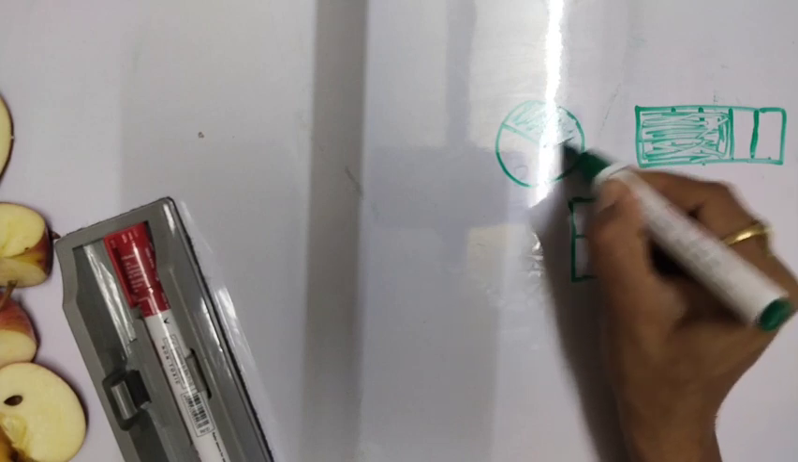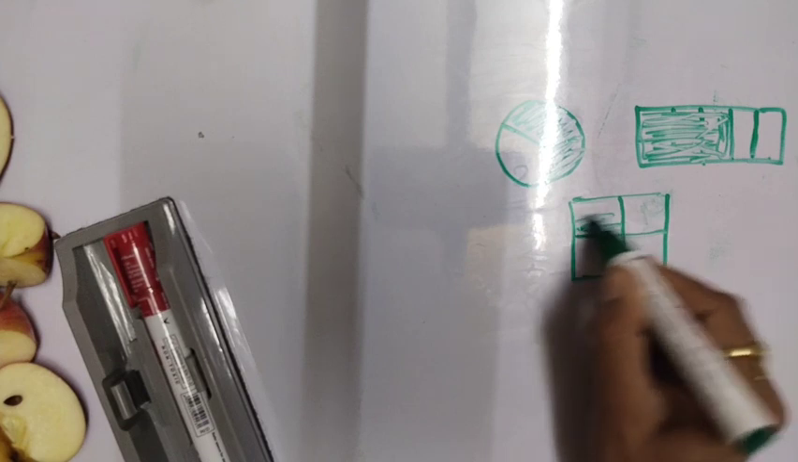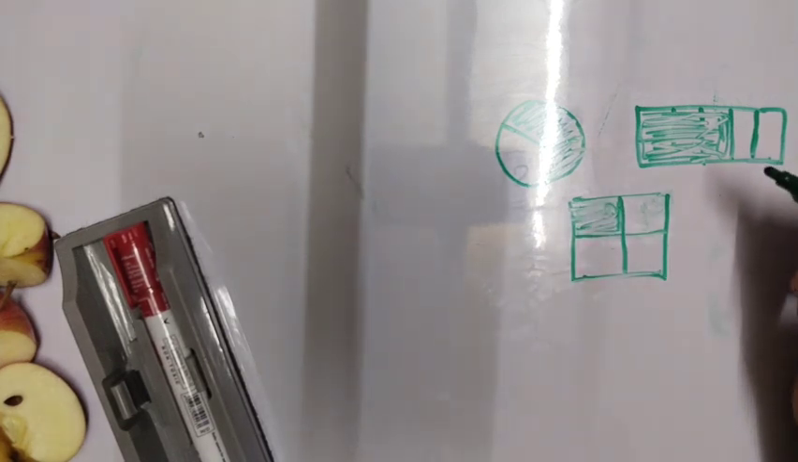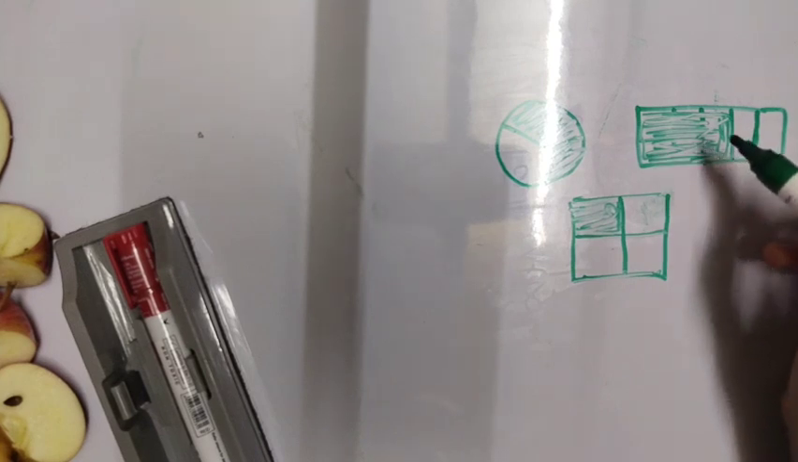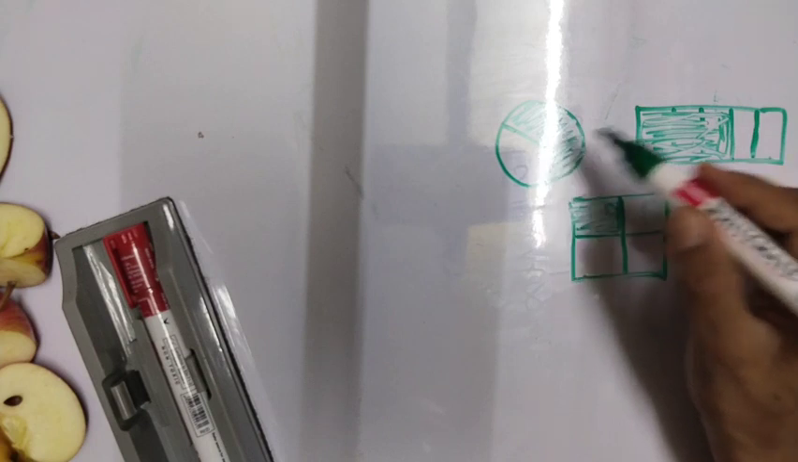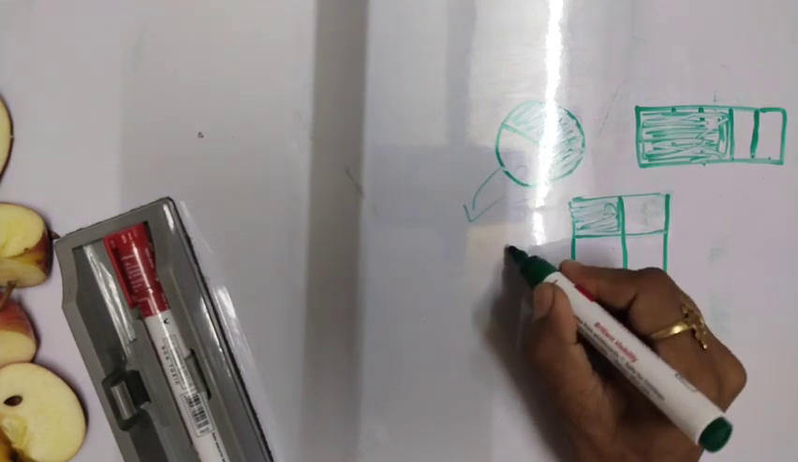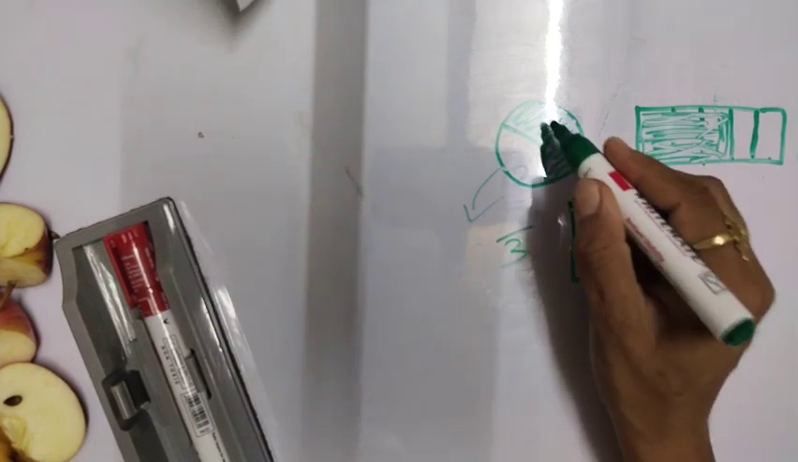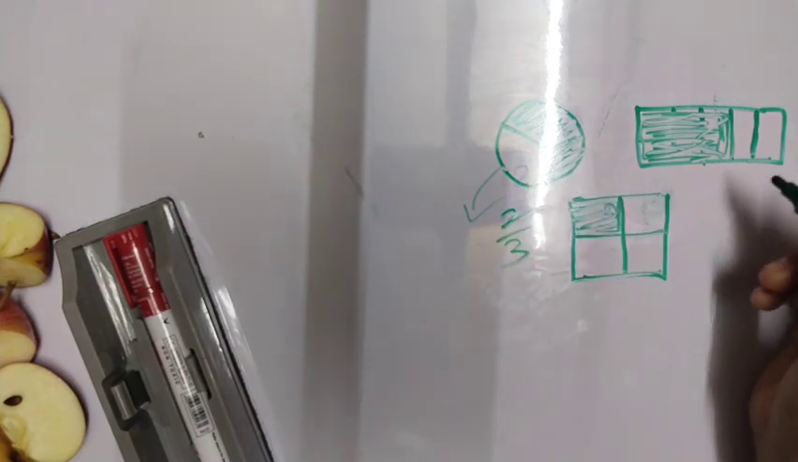2 parts in this circle, and then 1 part in this square. Okay, now we are going to write fractions for these pictures. In this circle, in total how many equal parts are divided? 3 equal parts. So write 3 as the denominator, and how many parts are shaded? 2 parts are shaded, so write 2 as the numerator.